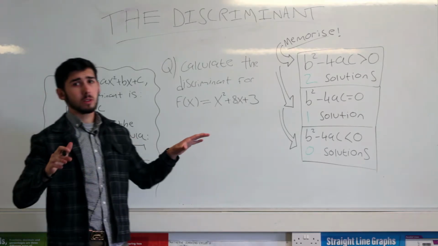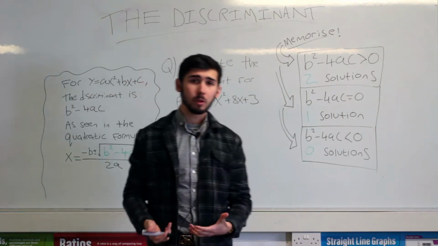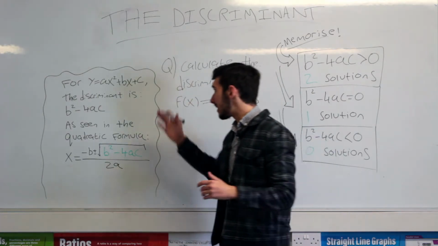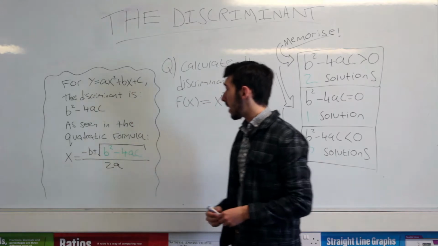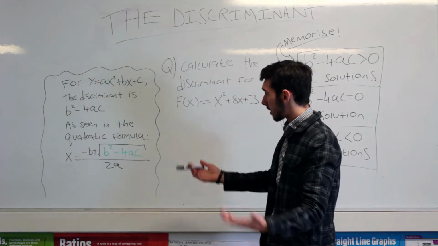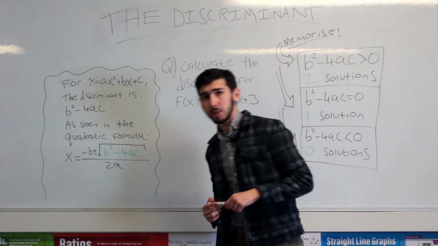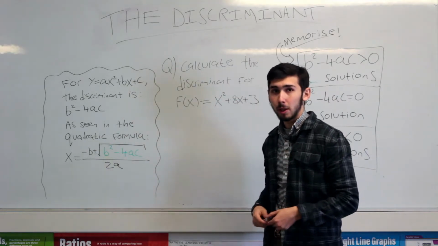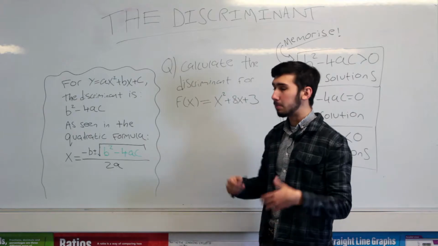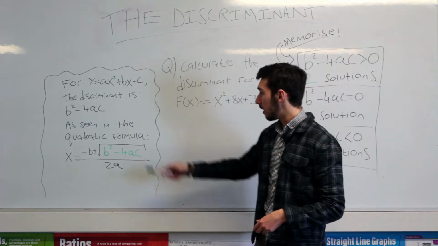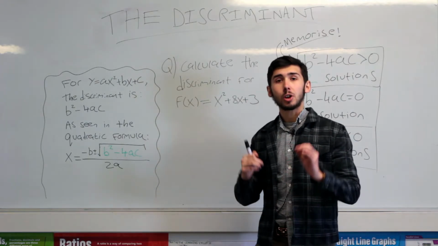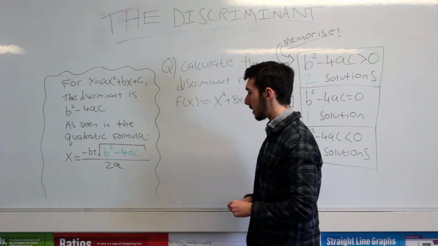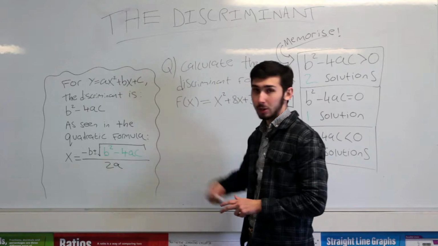Okay, so in simple terms, the discriminant is b squared minus 4ac. It says it here, for y equals ax squared plus bx plus c, the discriminant is b squared minus 4ac. This can be seen in the quadratic formula. The discriminant is basically the part of the quadratic formula that is inside the square root. It does not include the square root, it's just b squared minus 4ac. It's the stuff inside the square root.